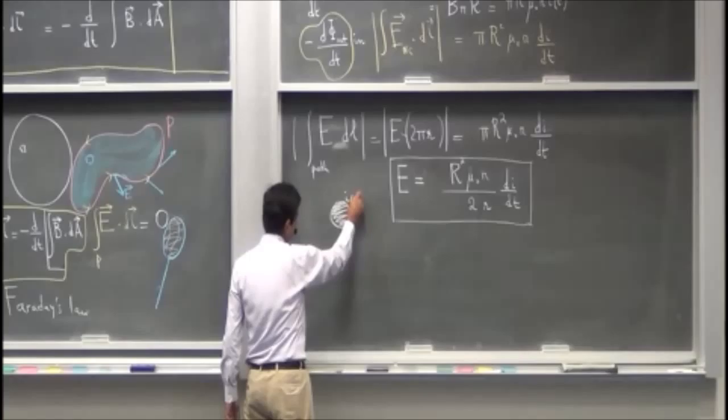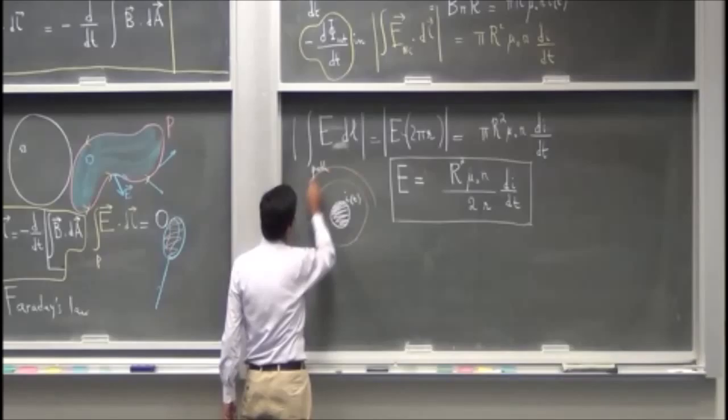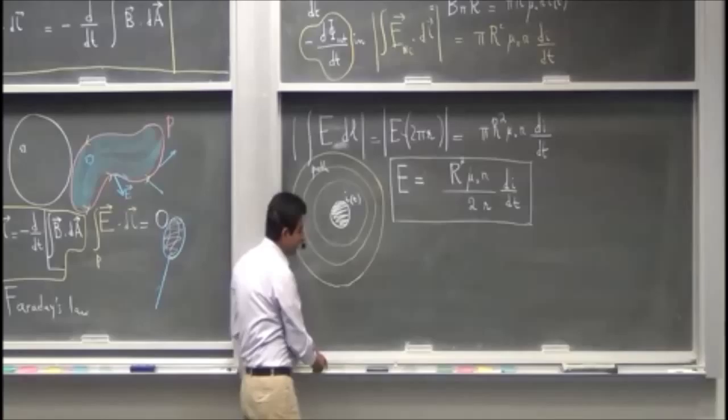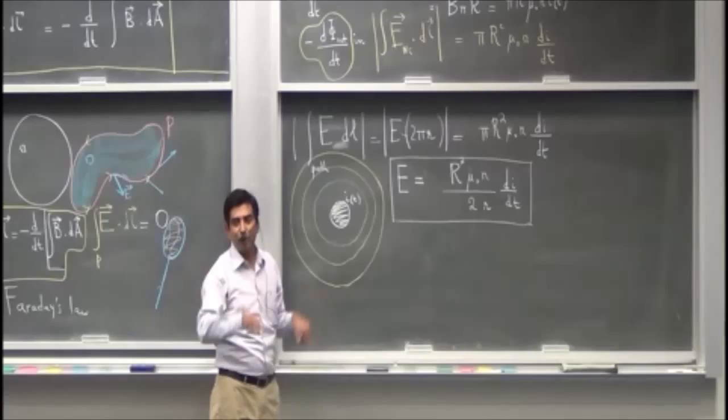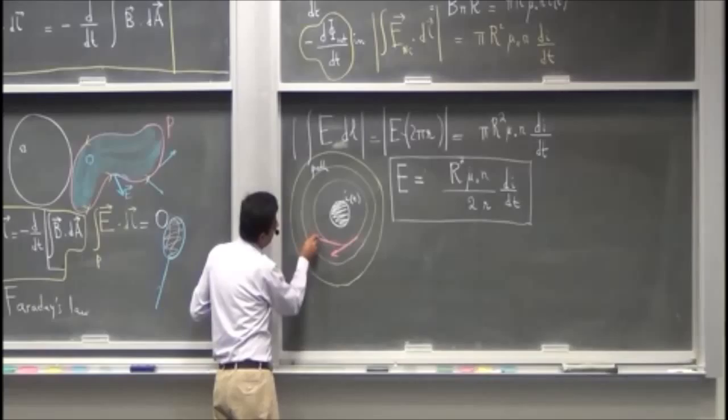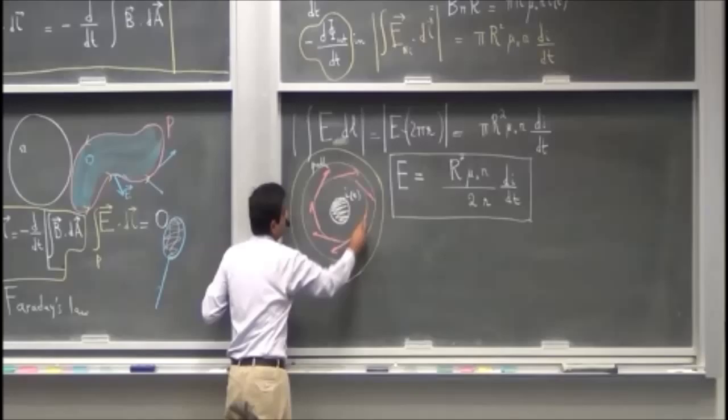So this tells us that if I have a solenoid, this is my solenoid, suppose a current I flows through it which varies with time, then an electric field is produced everywhere in space. Okay, it's produced everywhere in space. But if you increase the distance from the solenoid, the electric field drops off as 1 over r.